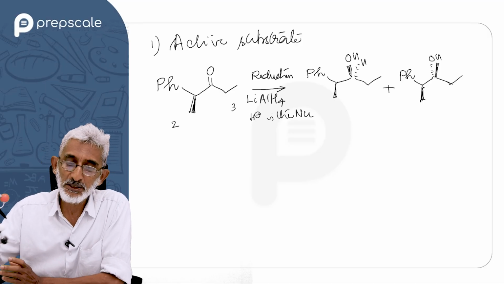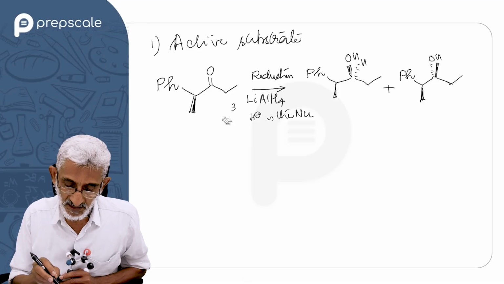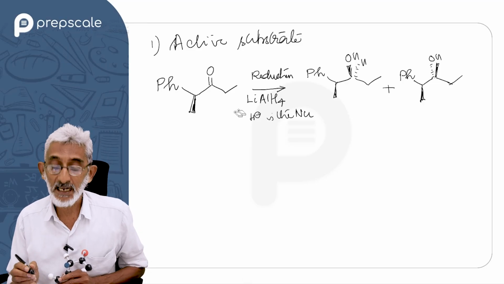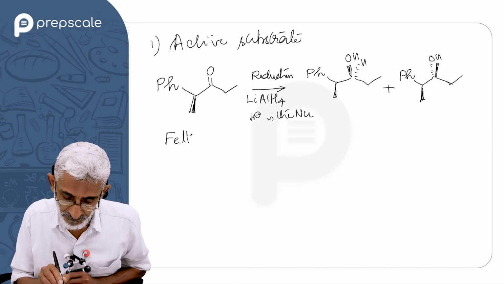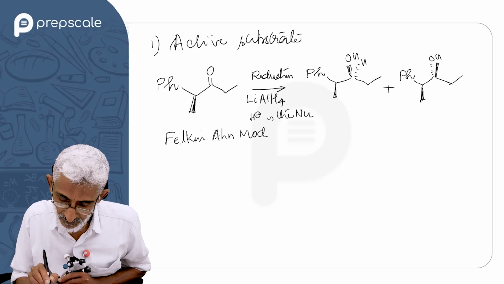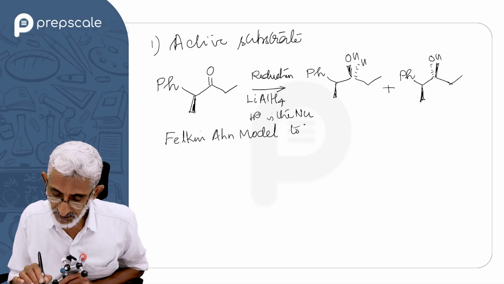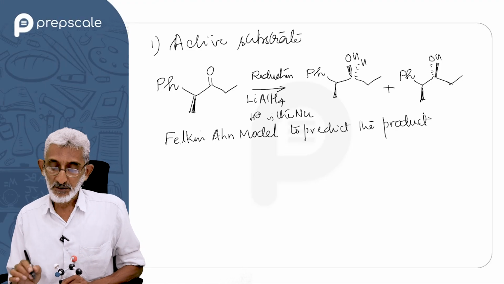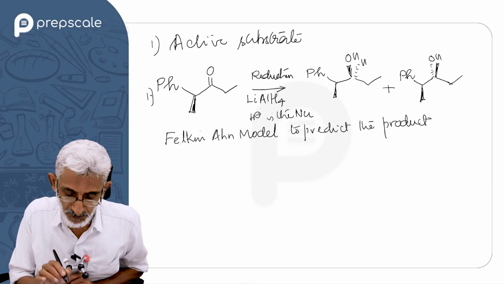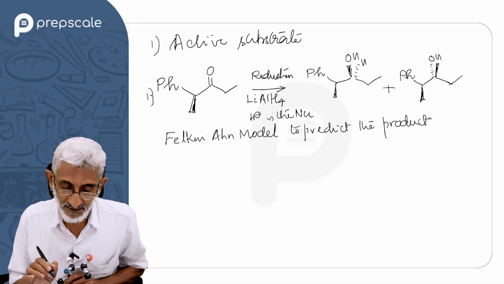Yes. What we do is that there are two rules, which we call Cram's rule as well as the Felkin-Ahn model. Two rules. One is Cram's rule, the other is Felkin-Ahn. We will use the Felkin-Ahn model here to predict a product. So this is one reaction. Before doing that, I'll give you an interesting variation of this reaction. Look at this one.